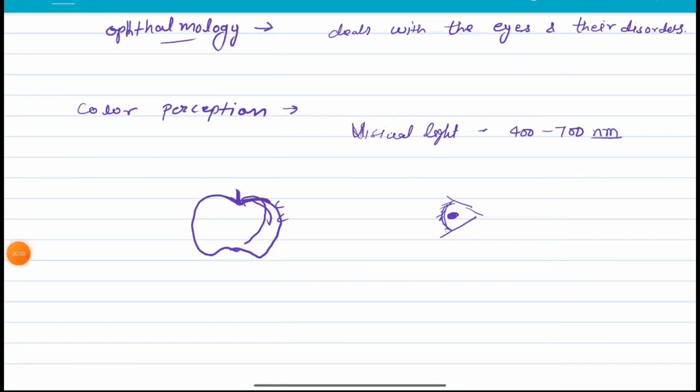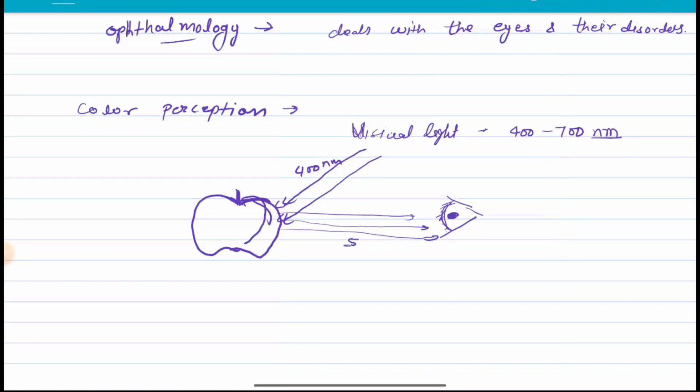For example, this apple absorbs certain lights, for example 400 nanometer, and reflects other wavelengths of light. For example, it reflects light at a 500 nanometer wavelength. So what we visualize, we receive its color based on this reflected light, not the absorbed lights. We visualize the light that is reflected by the object.